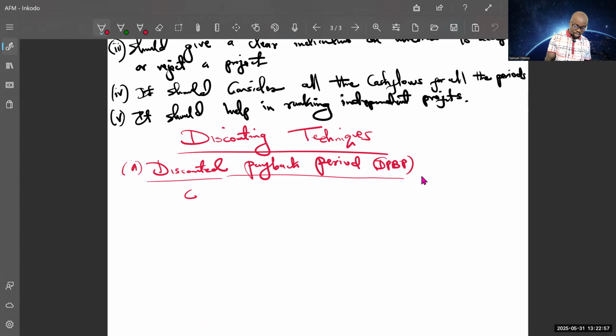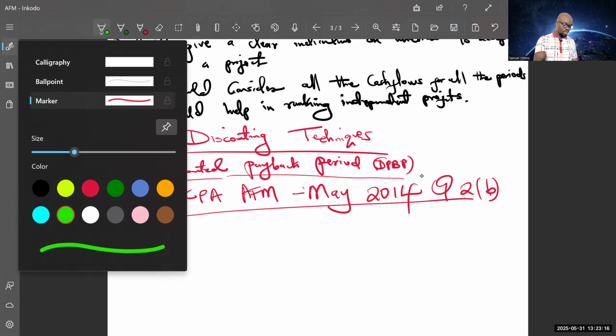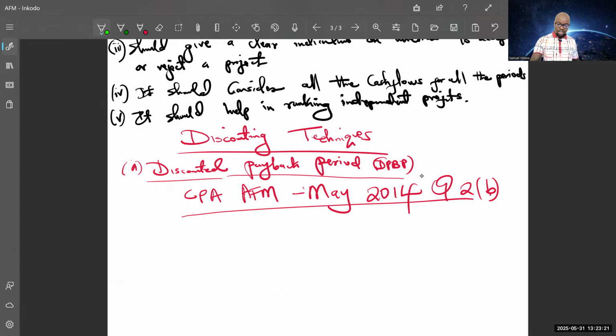So let us look at May 2014. It's a CPA Advanced Financial Management paper, which was done in May 2014. And we are looking at question number 2B. So I will go ahead and open that question here. Allow me to pull down this screen, and then I share the next screen where we have that question. And I want to believe you are able to see it.